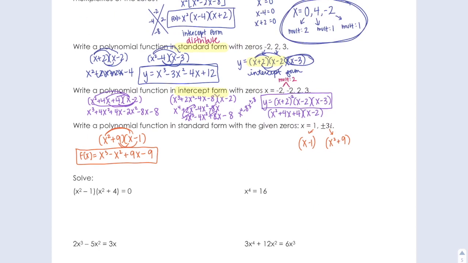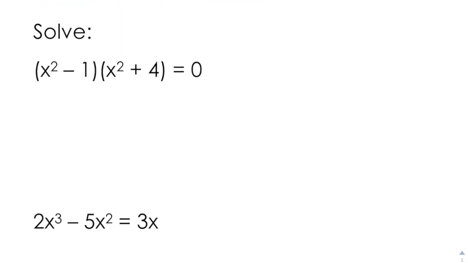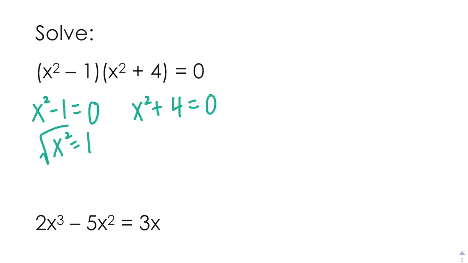Okay, now down here on these ones, some are factored, some aren't. All it says is solve. So you have to find out the roots, in other words, x-intercepts, zeros, whatever you want to call it. But taking a look at this first one, this piece could equal 0. Remember, that's called the zero product property. So x squared minus 1 could equal 0. Or the second piece could equal 0. x squared plus 4 could equal 0. And now I'm going to solve. So add 1, x squared equals 1, square root, and I get plus or minus 1.